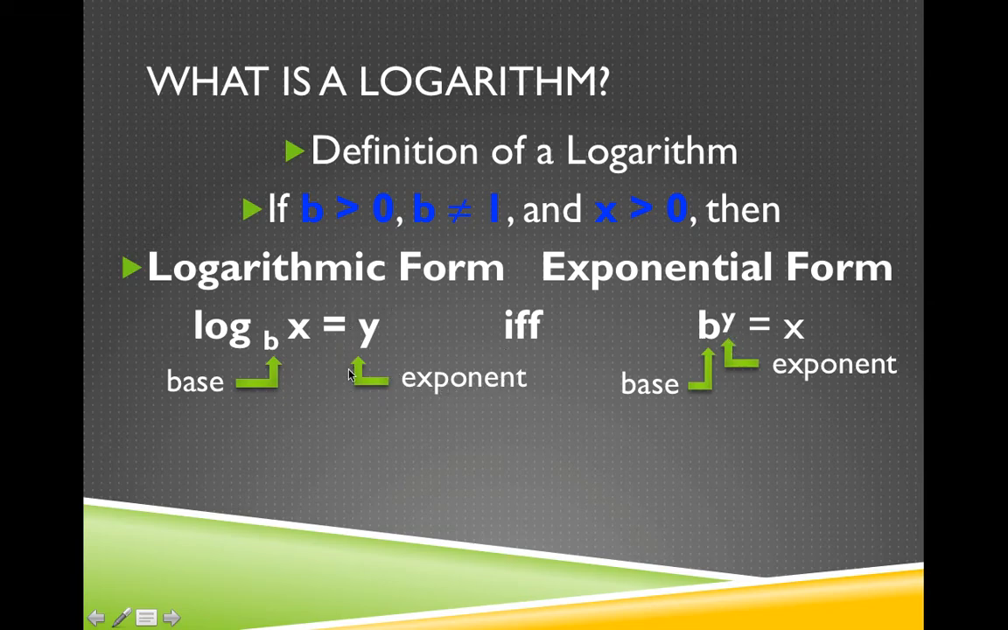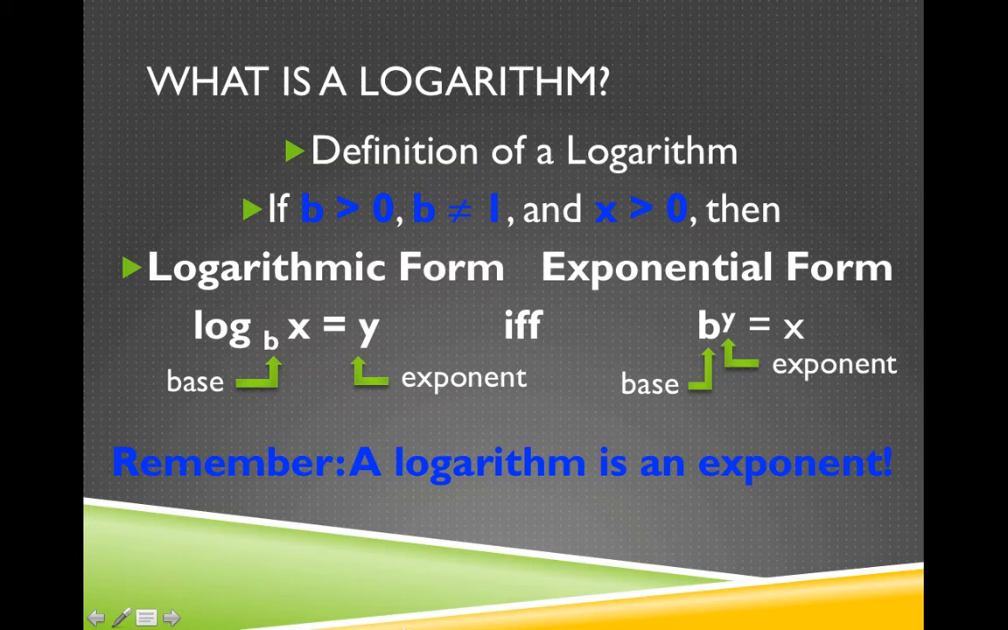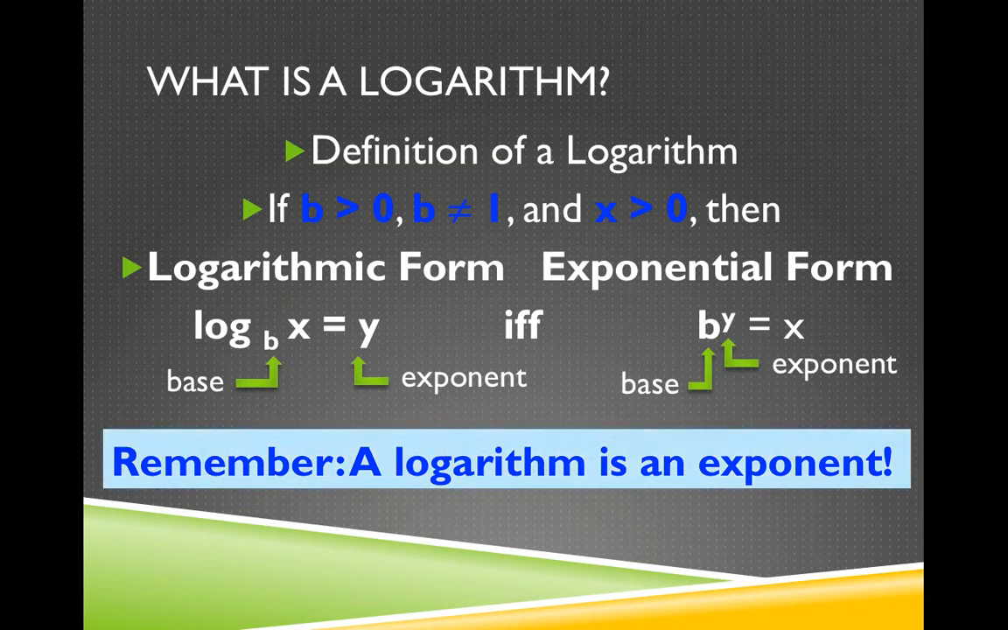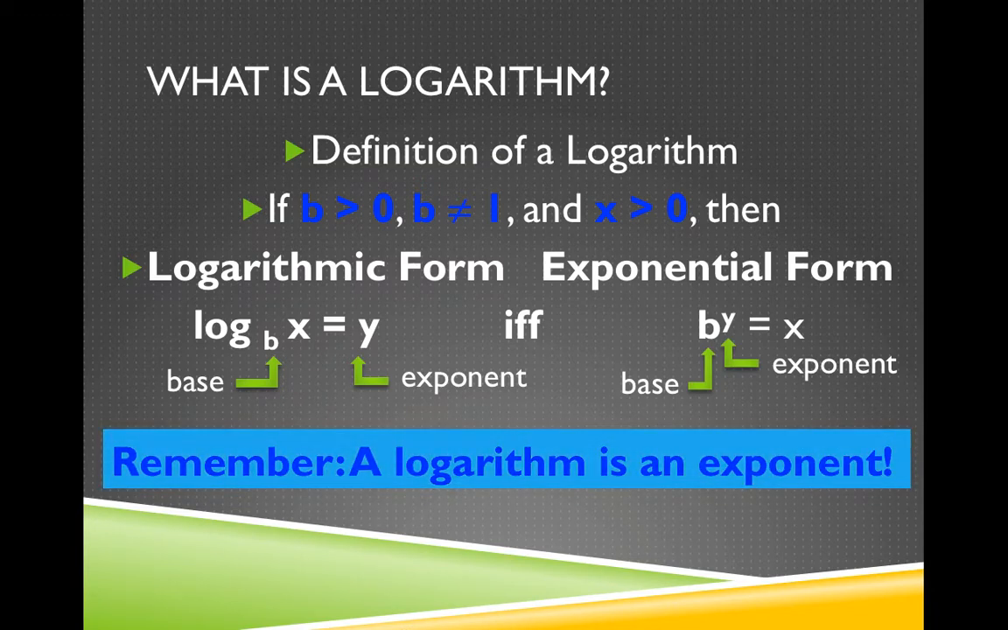What this means is that every logarithm that you see, log base b of x, is an exponent. This is just another way to write an exponent. It's a very unusual way that you're not used to seeing. You're used to seeing your exponents written this way: b to the exponent y is equal to x. Log base b of x is also an exponent. So remember, a logarithm is an exponent.